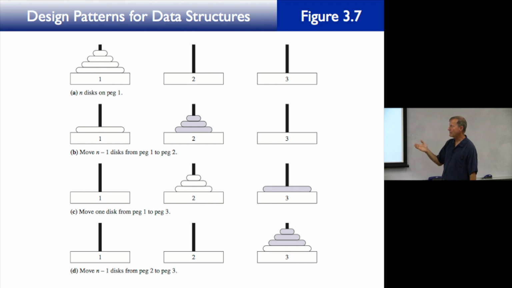You move 3 disks from peg 1 to peg 2, then you move 1 disk from peg 1 to peg 3, and then you move 3 disks from peg 2 to peg 3. So in general, to move n disks from 1 to 3, you move n minus 1 from 1 to 2, then 1 disk from 1 to 3, and then n minus 1 from 2 to 3, right? And you guys have done this.